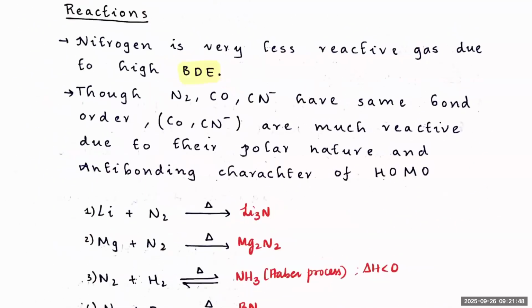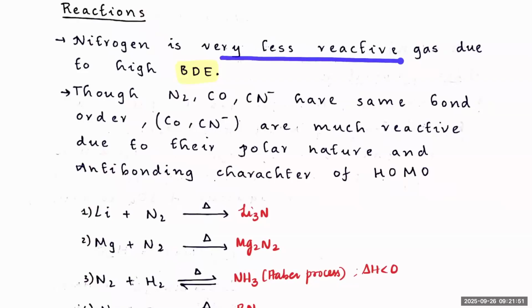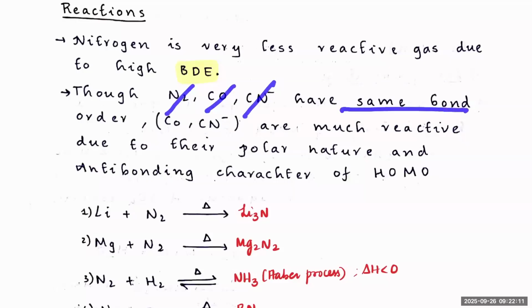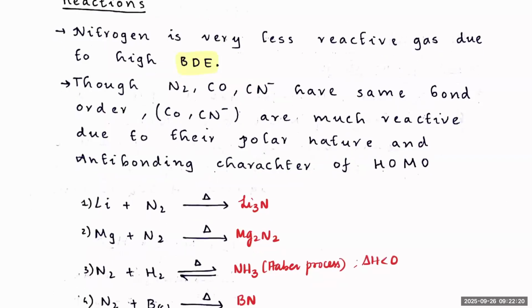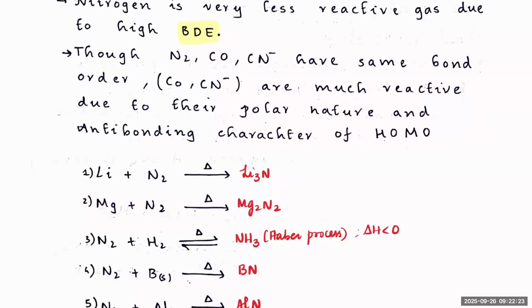See, what are the important properties of nitrogen? Nitrogen is a very less reactive gas due to its very high bond dissociation energy, N triple bond N. So you have to break all three bonds to make any reaction. So unless the product is highly stable or it has very high bond energy compared to that of the triple bond, it does not break that easily. That's why N2, carbon monoxide and cyanide have the same bond order, right? While carbon monoxide and cyanide are relatively more reactive due to their polarity in their anti-bonding orbitals, nitrogen does not have that problem. Nitrogen will be the least reactive here.